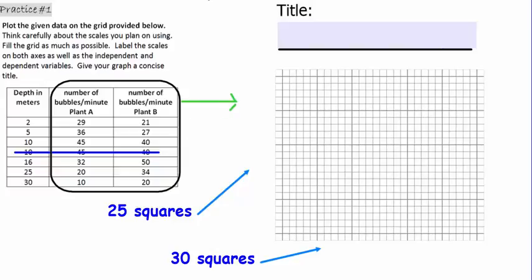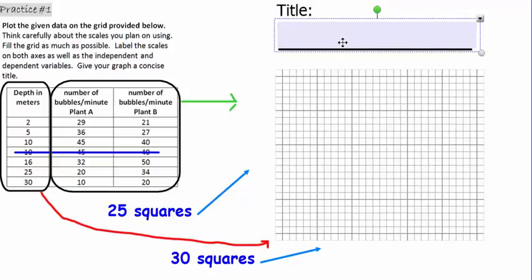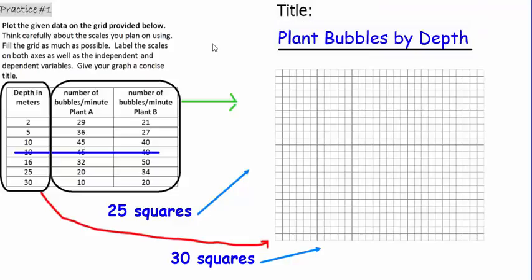Okay, where the depth in meters, so that's already giving us our title for our axes, that is going to go along the horizontal. That's our independent variable. Okay, so we can think of a name. We're looking for bubbles on plants, depending on depth. Could be some variety, so I just put plant bubbles by depth.